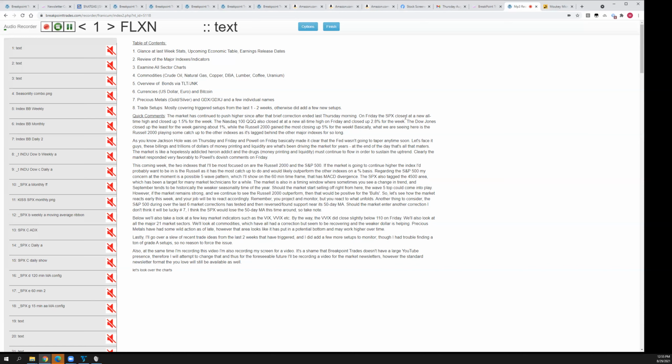On Friday, the S&P made a new all-time high, closed up about 1.5%. The NASDAQ 100 also made a new all-time high, closed up 2.8% for the week. The Dow lagged a little bit, closing up about 1%. Appears to be in a daily coil pattern. The Russell 2000 gained the most, up 5% for the week. It's been lagging the most, so it's trying to play some catch up.